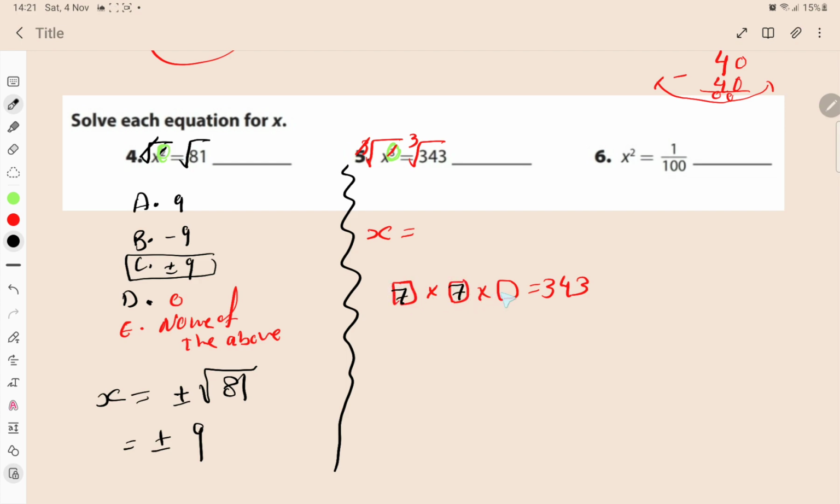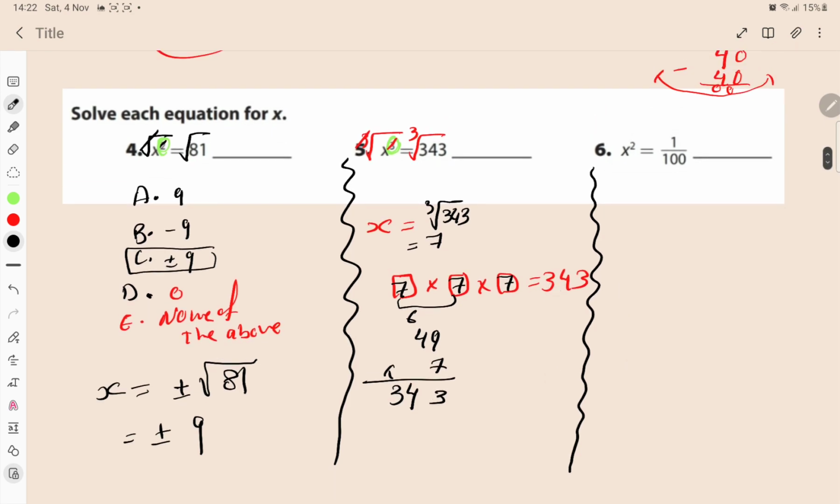It is 7. Why? Because 7 times 7 is 49. 49 times 7, let's see. 7 times 9 is 63. 3 and carry out 6. 7 times 4, 28. 28 plus 6 is 34. So the answer is 343. So cubic root of 343 is 7, because 7 times 7 times 7 is 343.